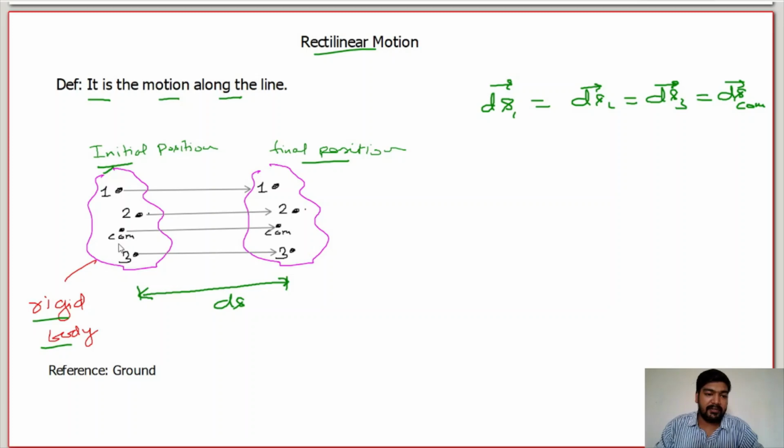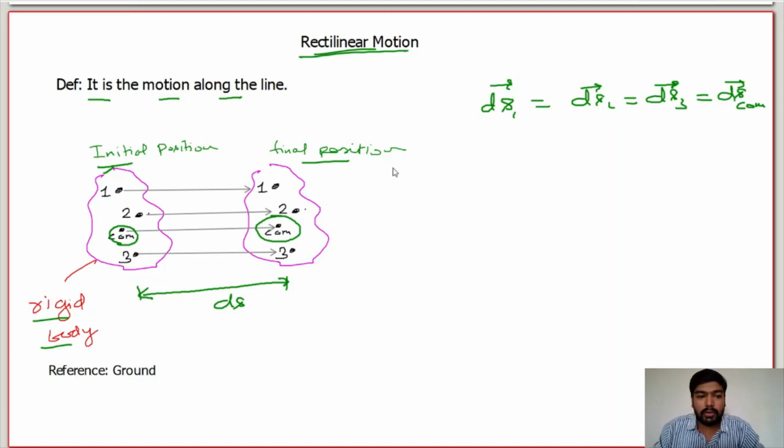There is a center of mass I've taken. Even the center of mass will be displaced by the same amount. If a rigid body is displaced by ds, all the points in the body will also be displaced by the same amount, if the body is only having translation motion, that means the body has traveled in one line. Only this happens in this case. If the body is moving in a circle, then we can't say this.